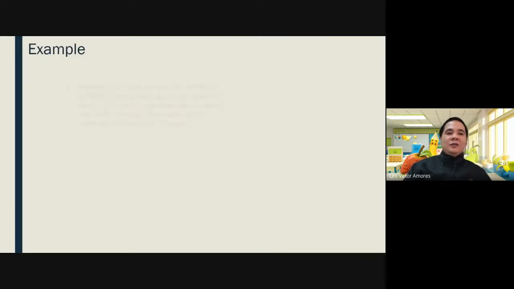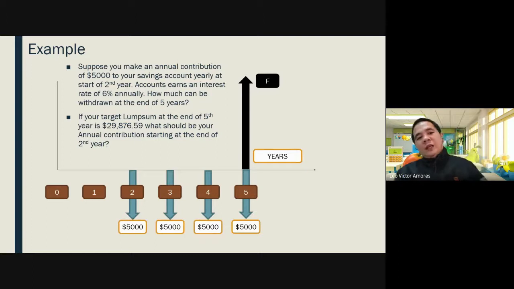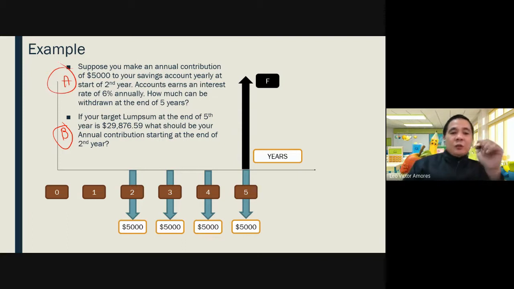Okay, supposing you have this problem, this is letter A and this is letter B. Suppose you make an annual contribution, same as in your previous problem, but with one deferred payment, you did not pay in year 1. Number 2, if your target lump sum at the end of the 5th year is 29,000, how much is your annual contribution starting there? Okay?